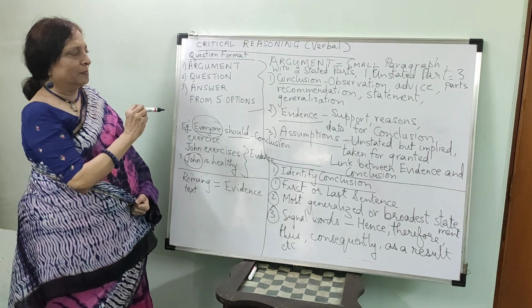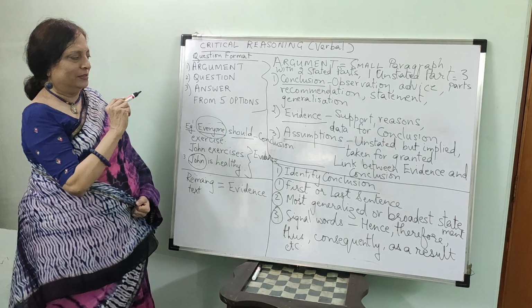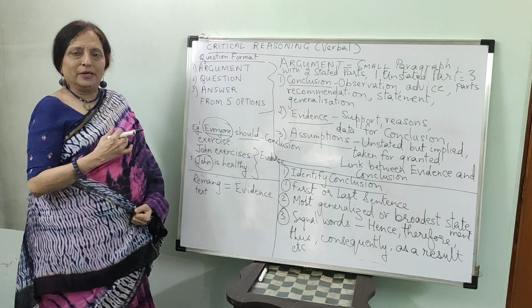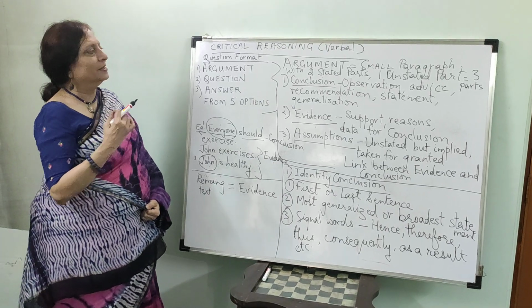So we have seen the three parts, which are conclusion, evidence and assumption. In our next module, we will be discussing the typical questions for critical reasoning verbal.